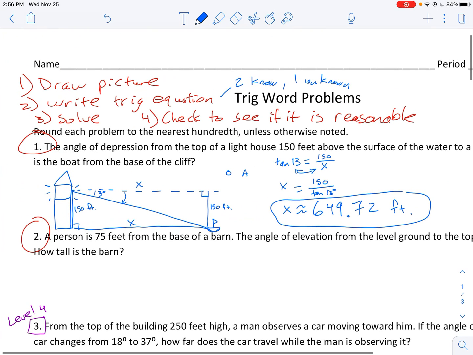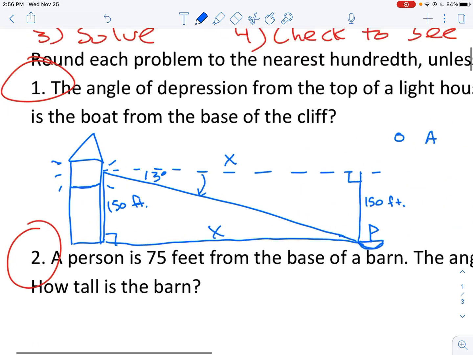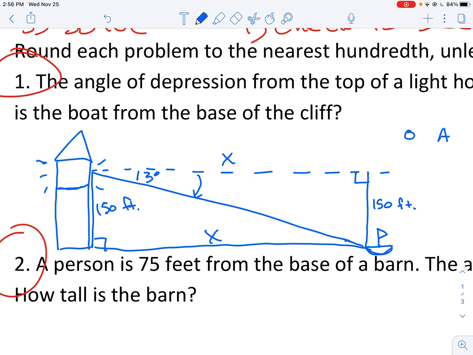We should at least check to see if it is reasonable. So I want you to imagine you're atop a very tall building, 150 feet up in the air, and you look out and you look down 13 degrees. Remember, if you look just straight down, that's 90 degrees. 13 is about 1/8 or so of that. So you're looking down about 1/8 of the way, which is not very far, and you look out and you see the boat. Well, that kind of gives a sense that the boat's pretty far away from where you're looking.